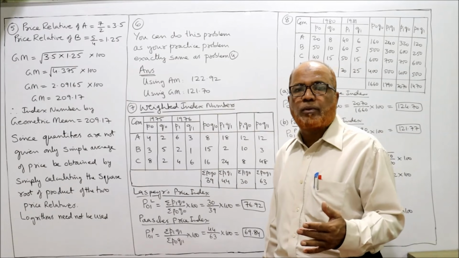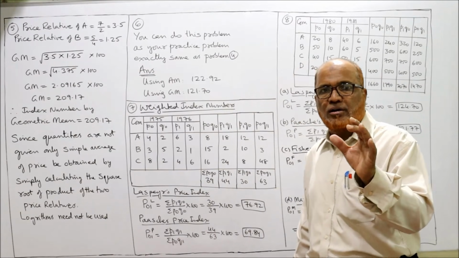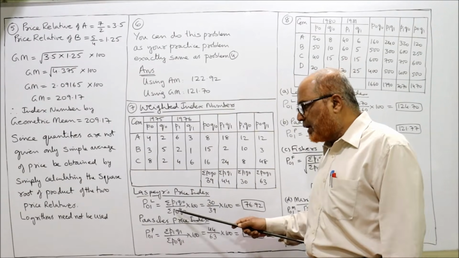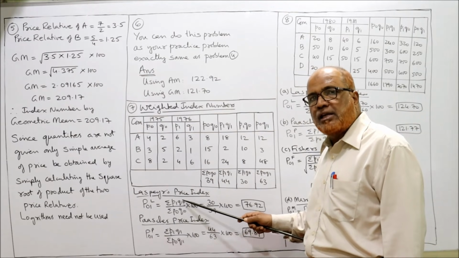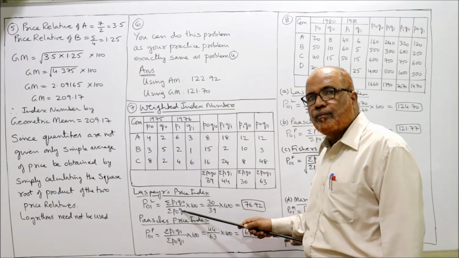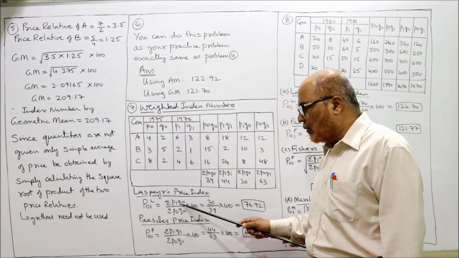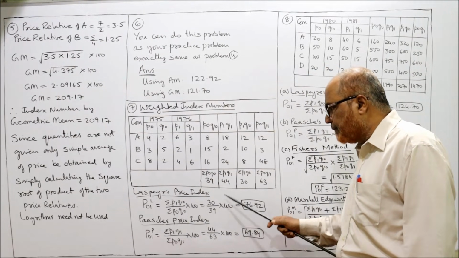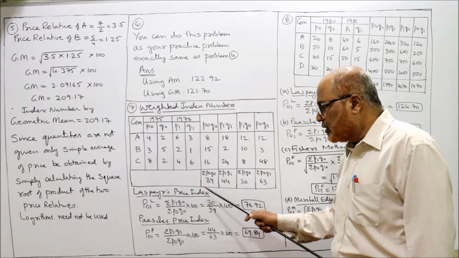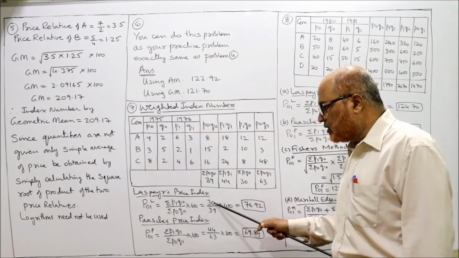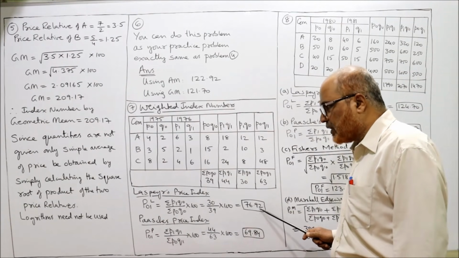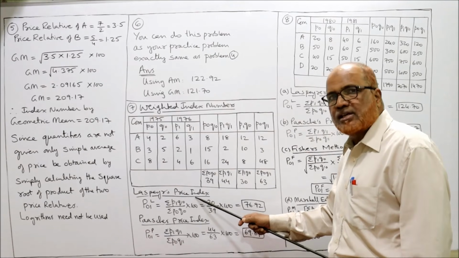Don't memorize this by heart. Simply apply the logic. So first of all, P1 by P0 you take. To this you multiply the quantity Q0. Right? So P1 Q0. How much is P1 Q0 here? 30. P0 Q0 is 39. So 30 by 39 into 100, 76.92. Laspeyres price index over.